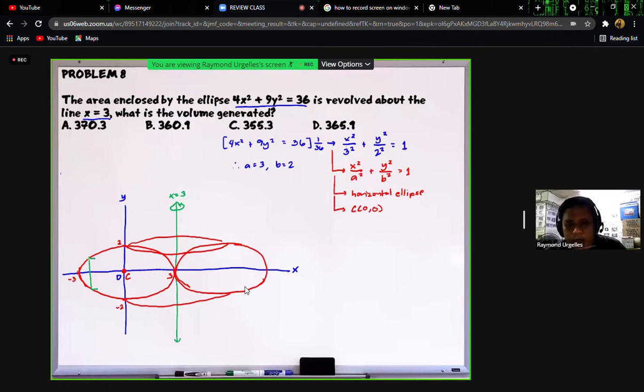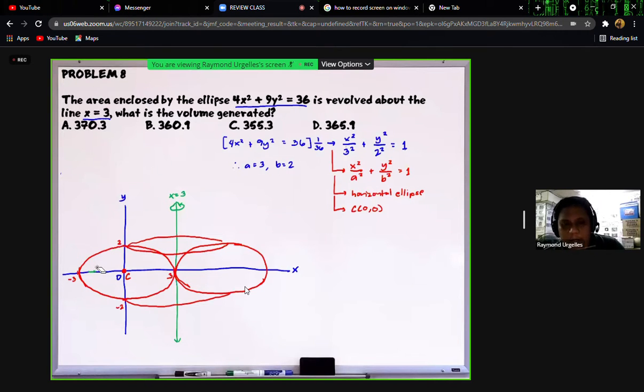Pero kagaya nung ginawa natin kahapon sa cylindrical shells, okay? So pwede nyo gawin is, pwede nyo i-consider yung buong to, diba? Or pwedeng kalahatiin nyo lang. So since dahil naman sa symmetry ng ellipse, diba? So yung area above the x-axis, it's just the same as the volume below the x-plane, diba? Or xz plane to be exact, no? Okay?